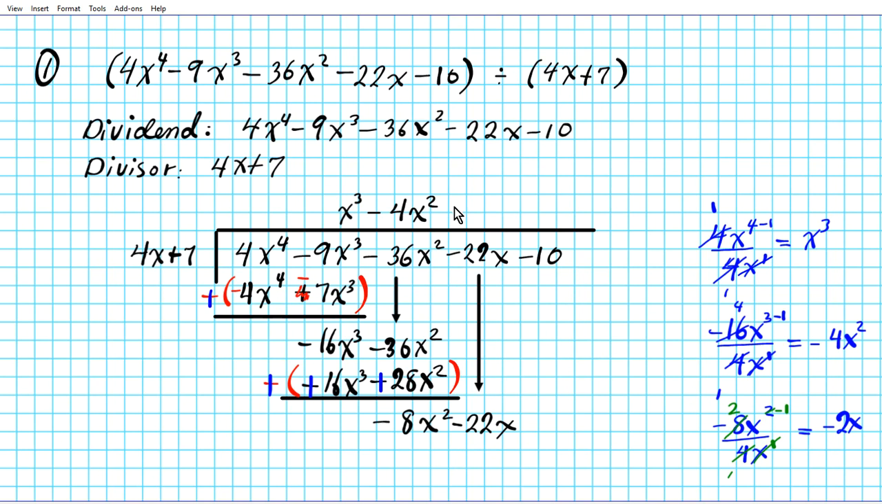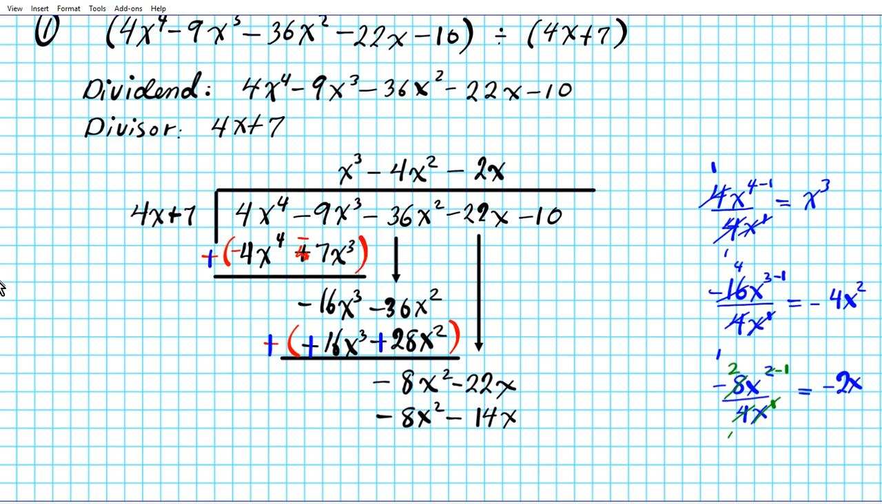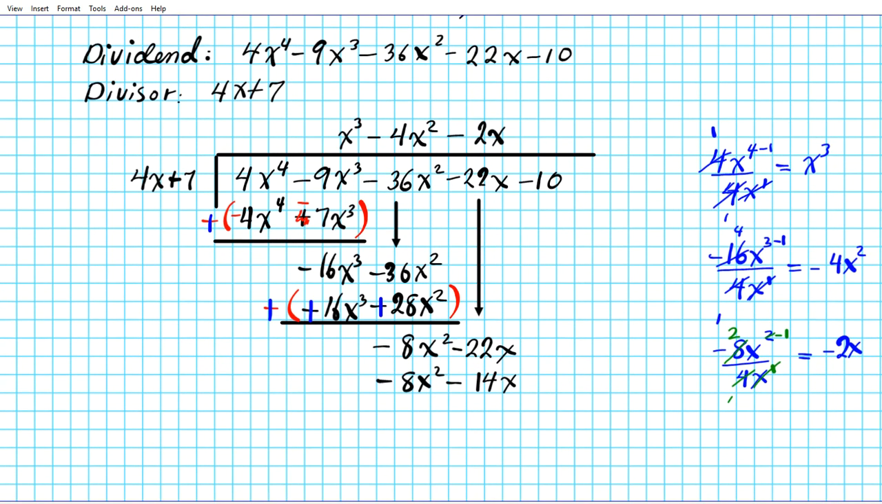Okay, we position that answer on the first degree column, negative 2x, and then we'll distribute as we did before. Negative 2x times positive 4x is negative 8x squared. And then we distribute negative 2x to positive 7, and that gives us negative 14x. Okay? Now we're going to subtract again, as we did in the previous two steps.